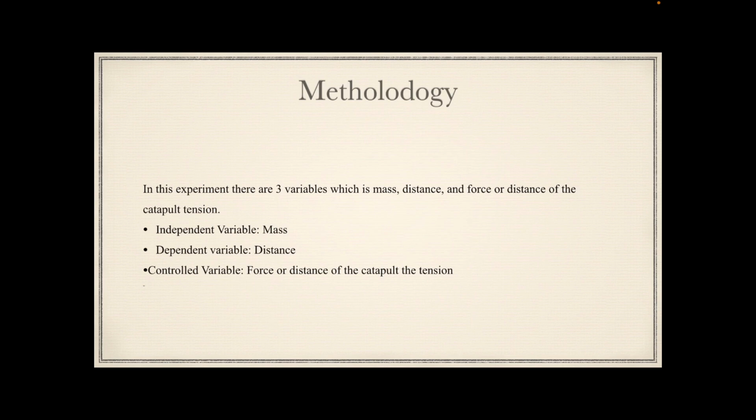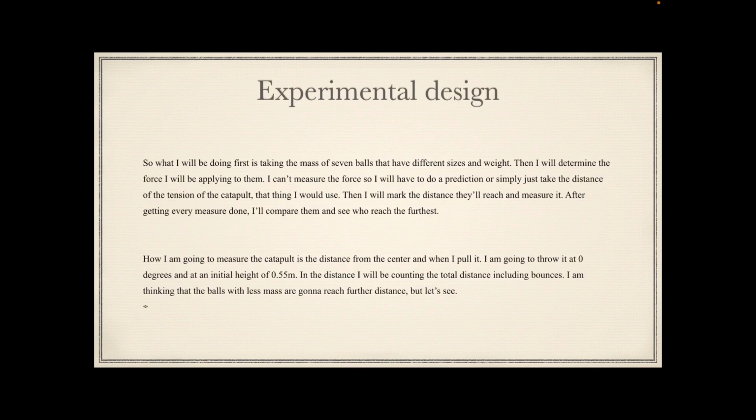So the methodology. In this experiment, there are 3 variables, which are mass, distance, and force, or distance from the center of the catapult, the tension. The independent variable is mass, the dependent variable is distance, and the control variable is force, or distance of the catapult, the tension.